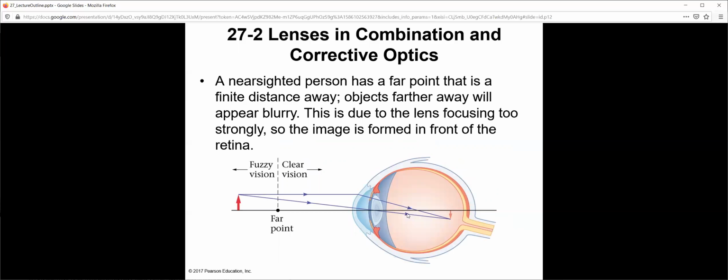So, a nearsighted person has a far point that is a finite distance away. Objects further away will always appear blurry. This is due to the lens focusing too strongly, so the image is formed in front of the retina. So what happens here is, if you have nearsightedness, when you try to look at something, your eyes can't focus correctly enough to bring the far point to the point of that object.